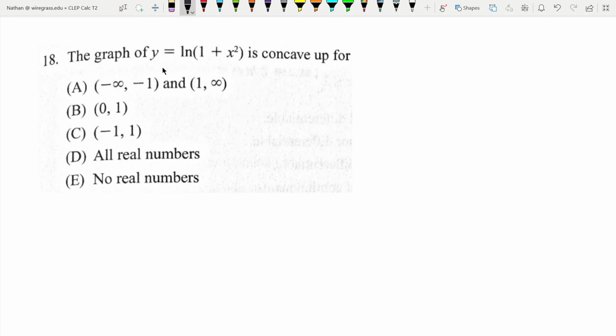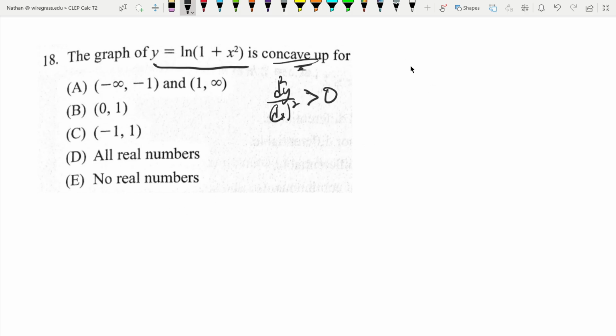The graph of y equals natural log of 1 plus x squared is concave up. So we're looking for concave up, which means the second derivative, d squared y over dx squared, is greater than 0. That's when it's concave up.